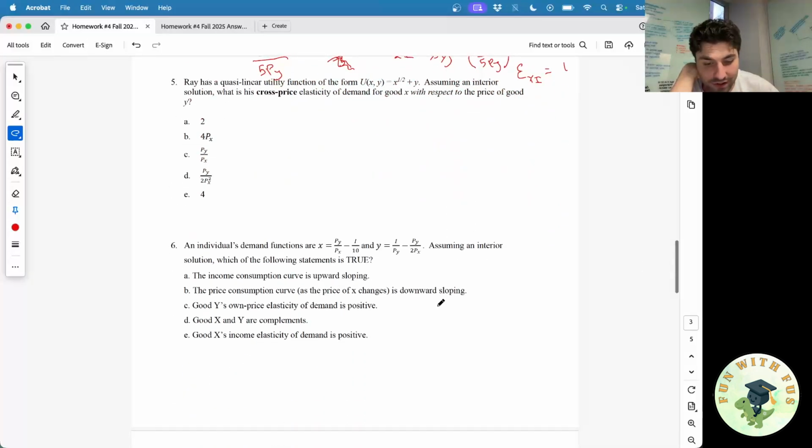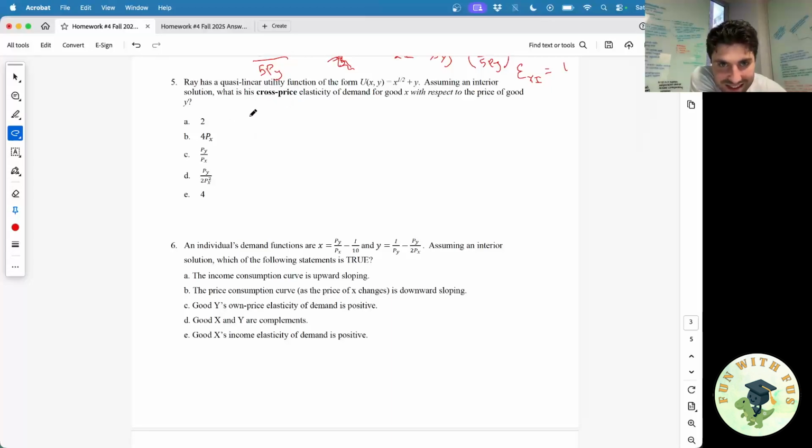Ray, what's an interesting character named Ray from Star Wars? That's what my mind would go to. So Ray has a quasi-linear utility function of the form blah blah blah blah blah. Dude, are you really making me do another cross price? Yeah, okay. So we need to find the demand for good X with respect to Y. But it's interesting, it might not nicely cancel, because this one seems to have a good amount of answers that don't just cancel.